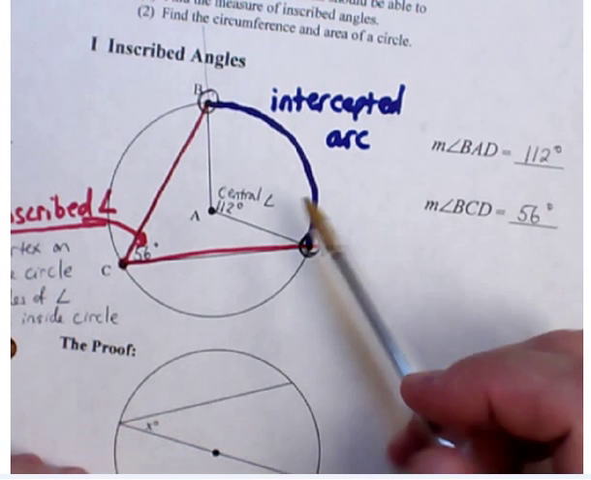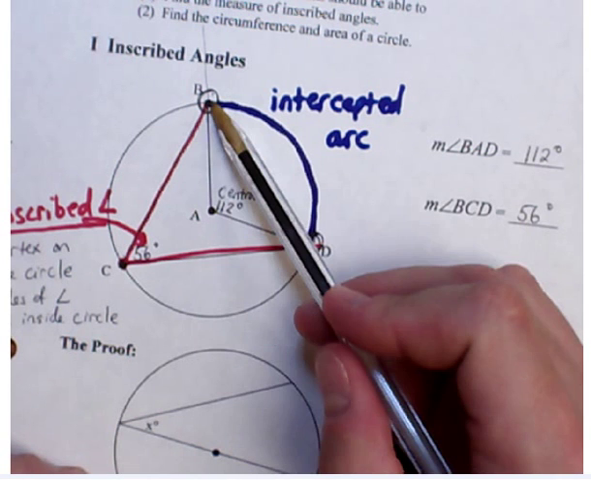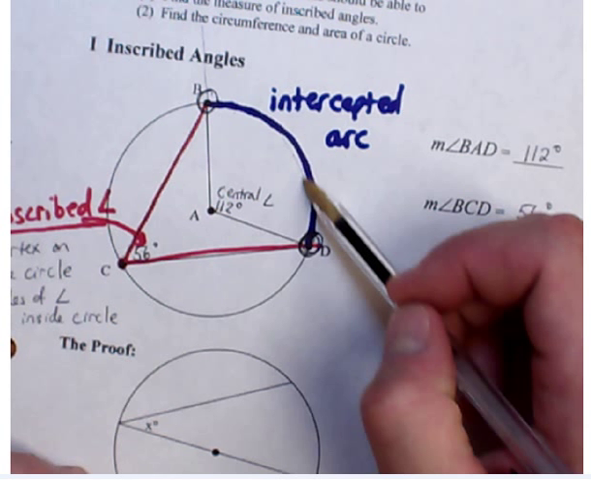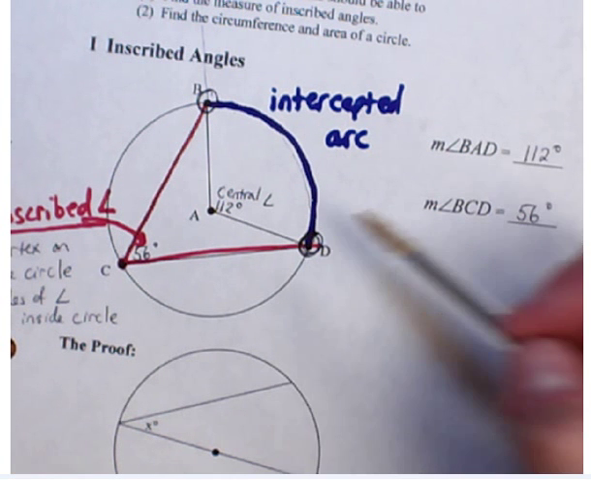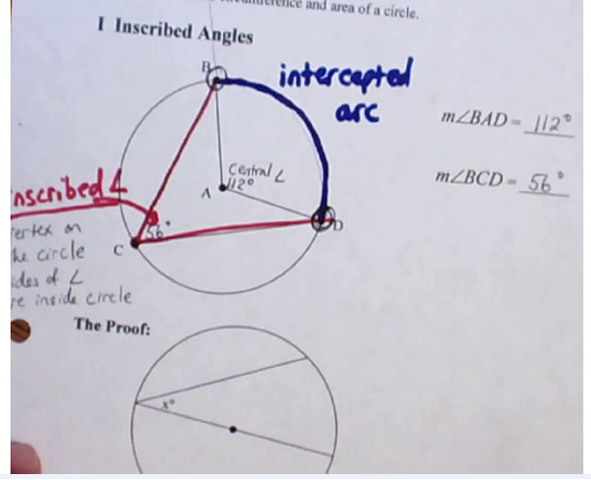An intercepted arc is when you look at the angle, where does it cut off? Where does it cross the circle? Here and here, it cuts off this arc. It intercepts it. So that's going to be an important idea as well. Intercepted arc. That's some vocabulary that you'll see quite a bit.